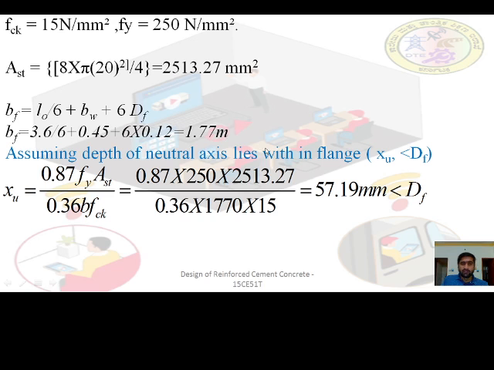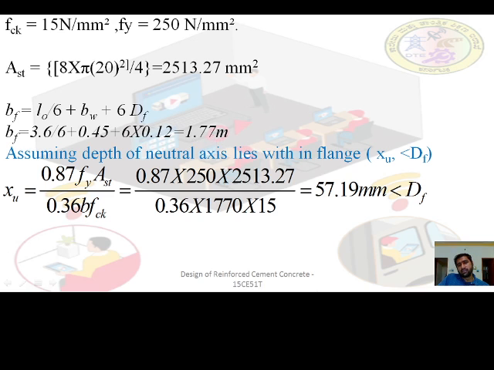We will assume that the depth of the neutral axis lies within the flange. That is case 1. So the first assumption is xu is less than Df. For that we will calculate xu. xu is given on page number 96: 0.87 fy Ast divided by 0.36 b into fck. So 0.87 into 250 into Ast, which is 2513. Directly it is not there on page 96, we just have to modify this. Multiply this by Ast divided by 0.36 into b. Here b is 1.77 meters.